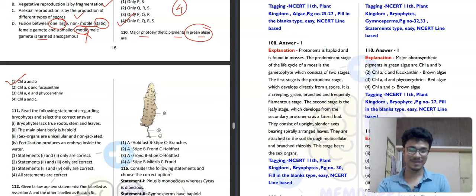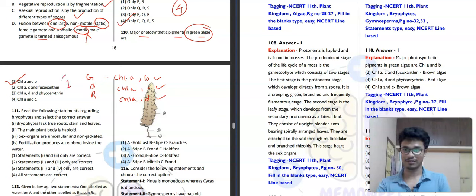I have a very simple trick for you. You can remember like this: green algae, brown algae, red algae. Now here chlorophyll A will be common in all of these. Chlorophyll A will be common in all of these. And along with that, just go with chlorophyll B, C and D. This is for green algae, this is for brown algae, this is for red algae. You can just remember it in this way. It will be easier for you to recall. Okay. The first option will be the correct answer for this question.